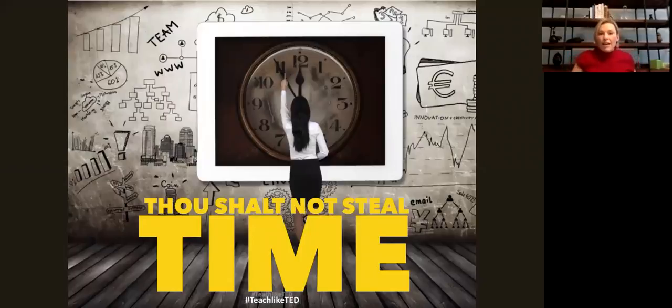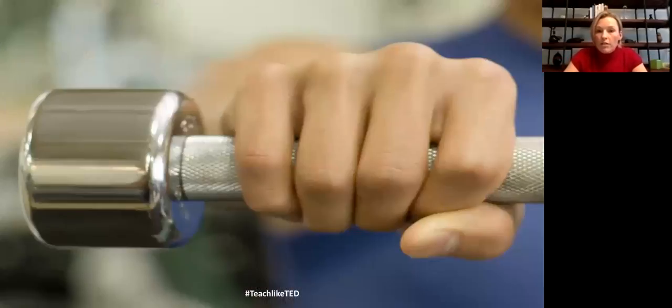Thou shalt not steal time. TED Talks are 18 minutes, and I mentioned earlier today that it's 18 minutes for a reason, that there's brain science behind it. It's just natural as humans that after 18 minutes, our brain starts to wander off. We start thinking about other things, no matter how interested we are in the material. It's kind of like if you're holding a 5-pound weight and it starts out very light, but the longer you hold it, the heavier it gets and you start to drift off.